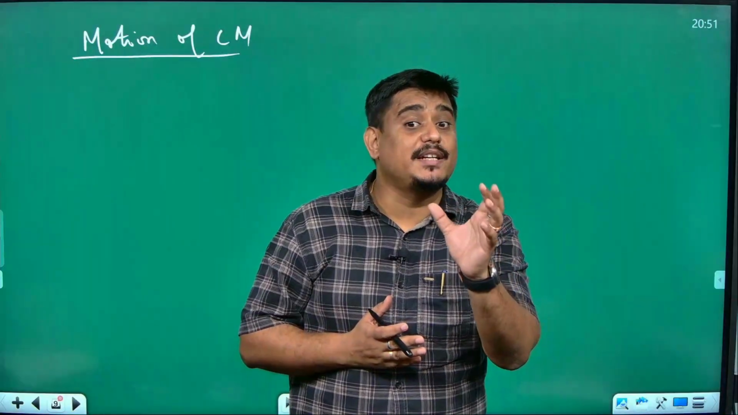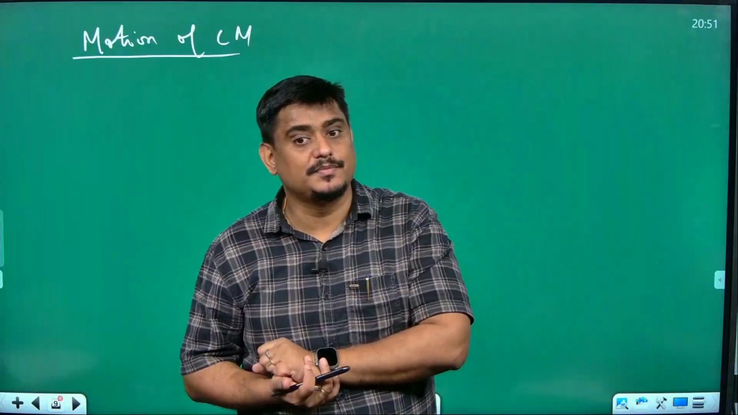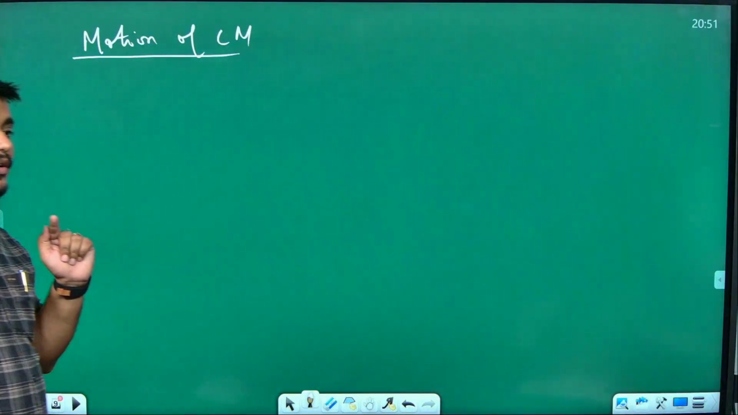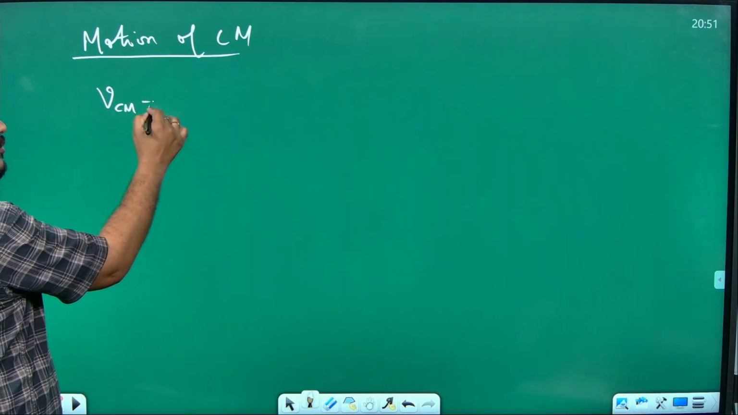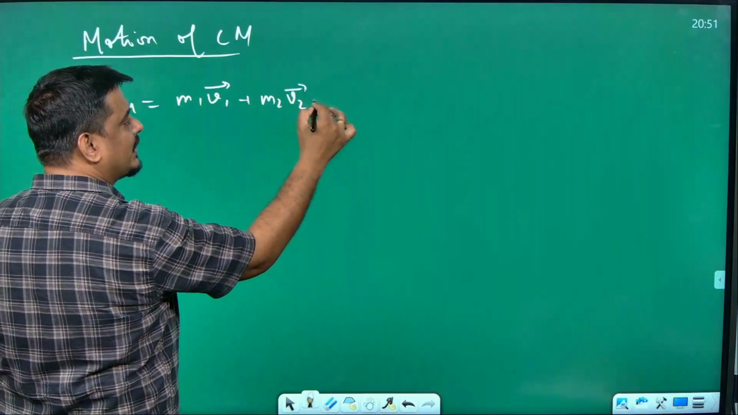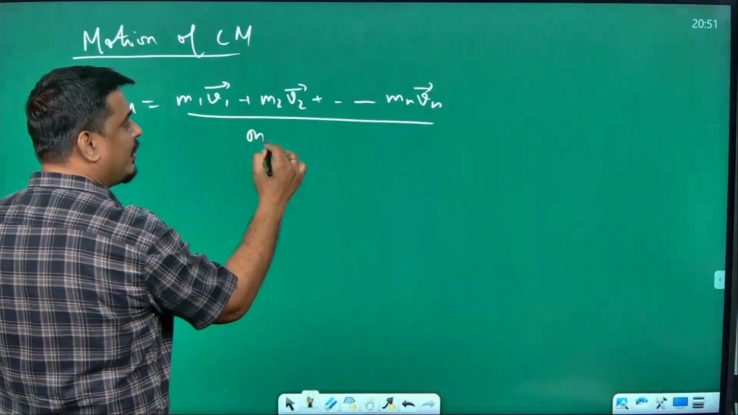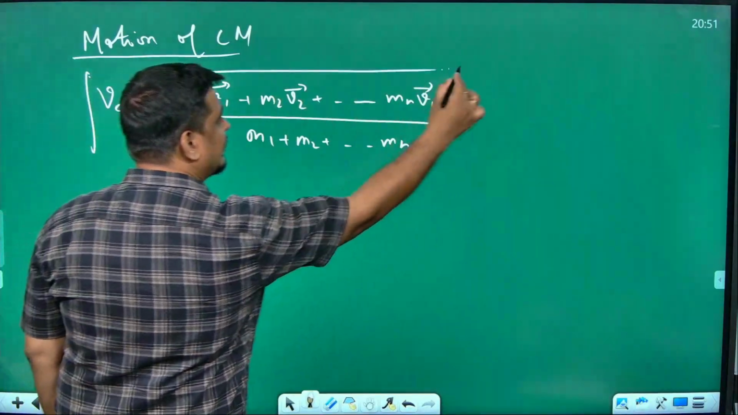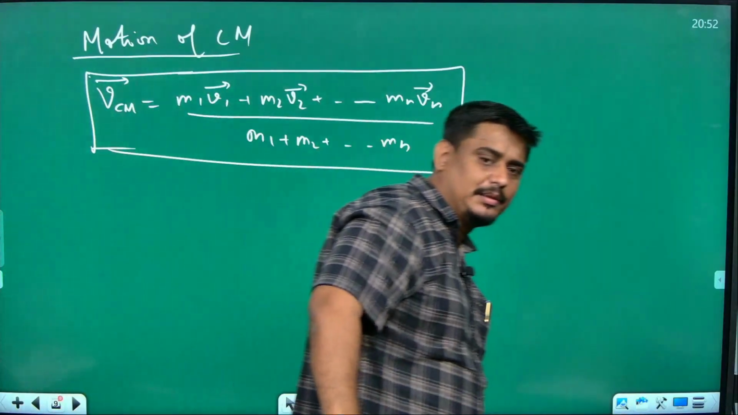If the object is in motion, then center of mass will also be in motion. And in that case, the center of mass will have a velocity. And velocity of center of mass can be found out by the formula m1 v1 vector plus m2 v2 vector up to mn vn vector by m1 plus m2 up to mn. Remember this. Nothing big. To understand this, let us take one small simple question. Take one question.